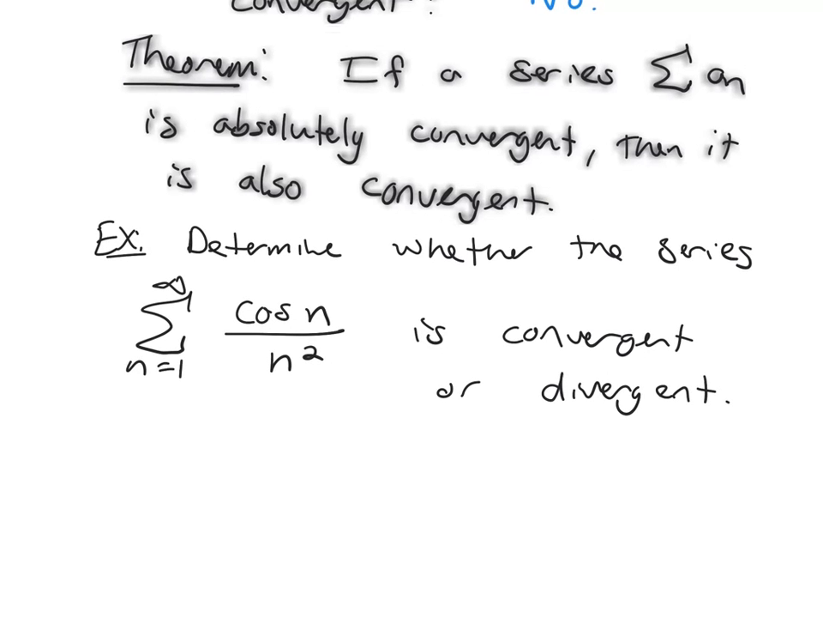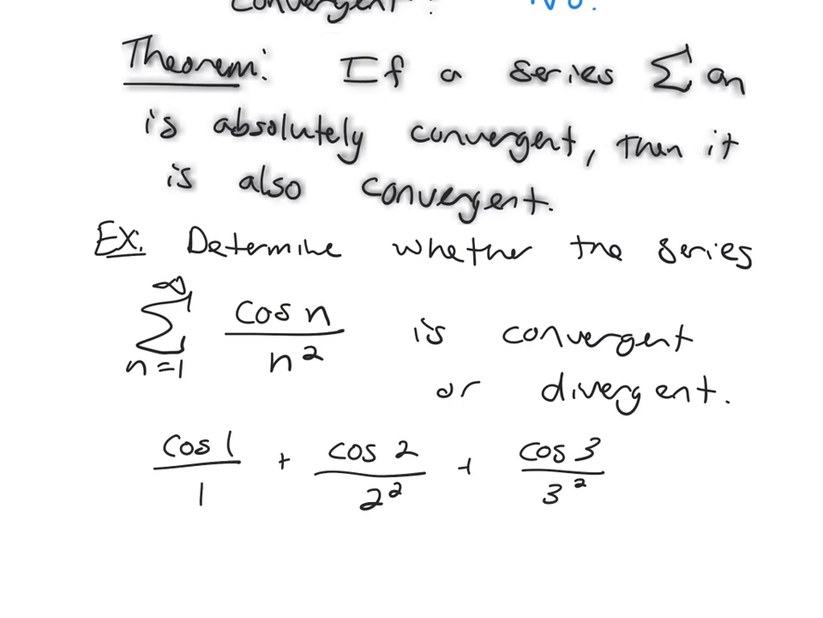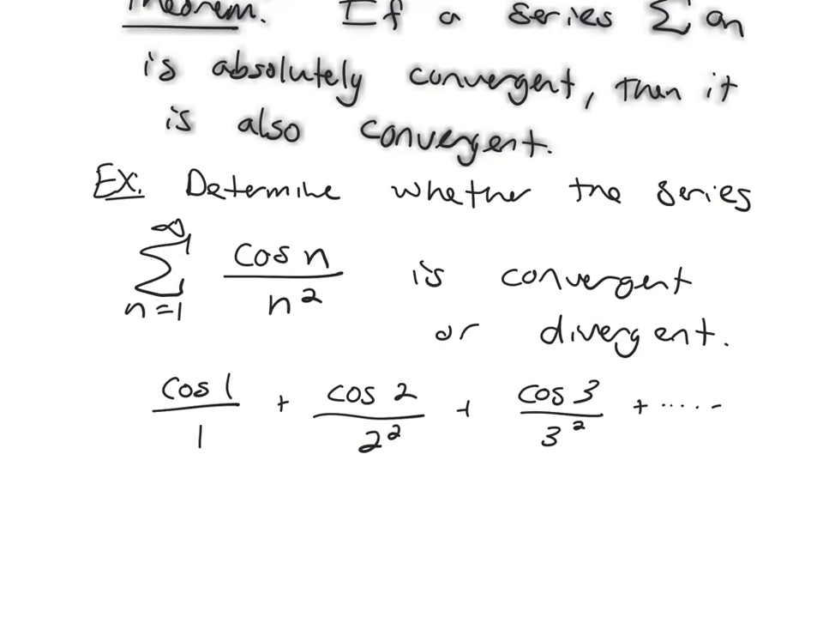So you're going to have to write out some of these terms here, and so forth. You're going to see that it's not alternating, and there's actually no pattern to the signs. Some of the terms will be positive and some of them will be negative, but there's no pattern to which ones are positive and negative. So we can't use the alternating series test because it's not an alternating series.